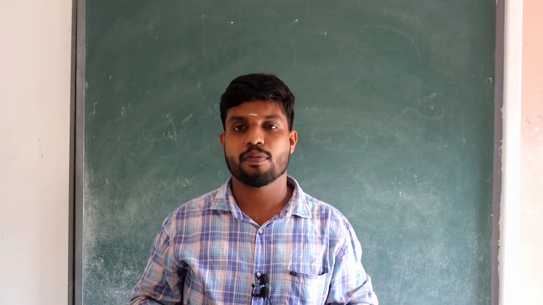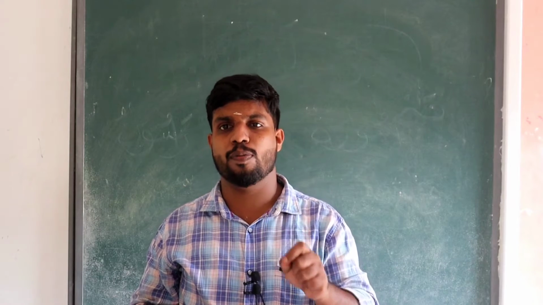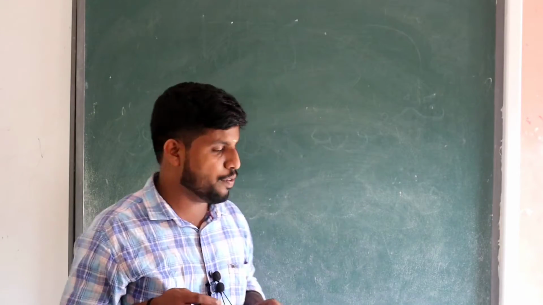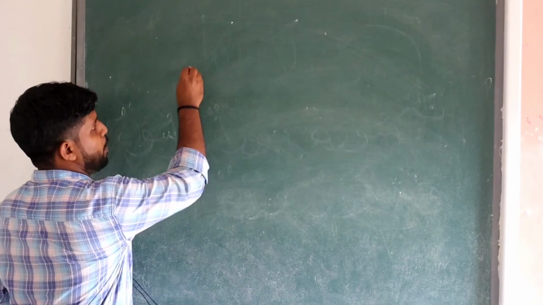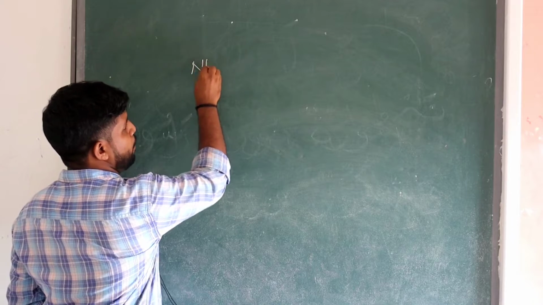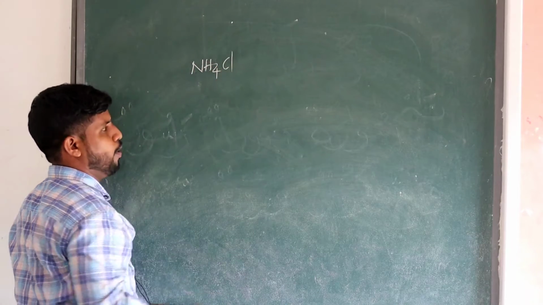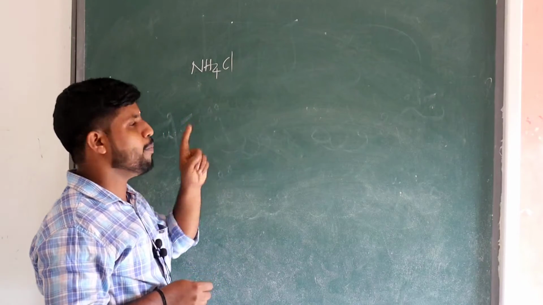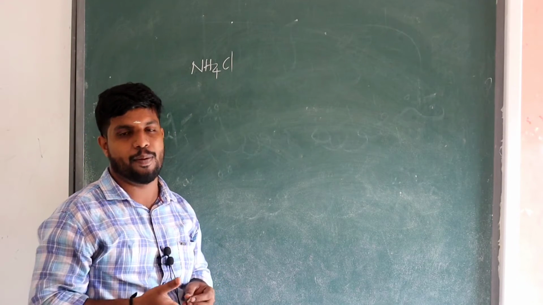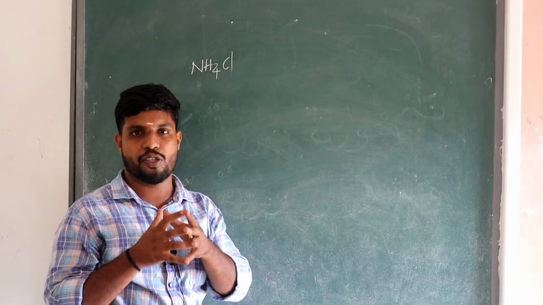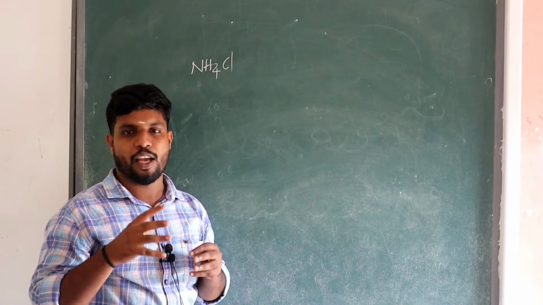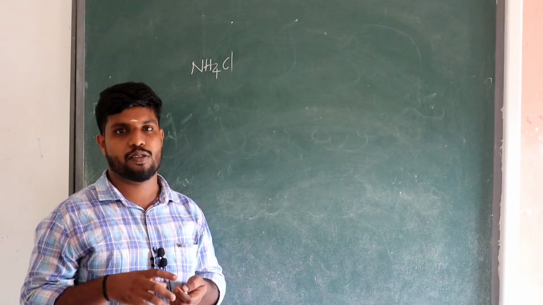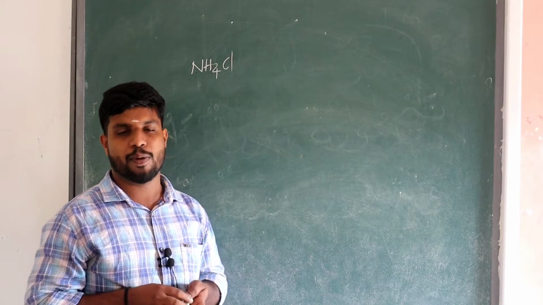Today we are going to discuss reversible reactions. For that, let us take an example, an experiment. Ammonium chloride is a colorless salt. If you take ammonium chloride in a test tube or a boiling tube and heat it well, a smell will be recognized. This is the pungent smell of ammonia.